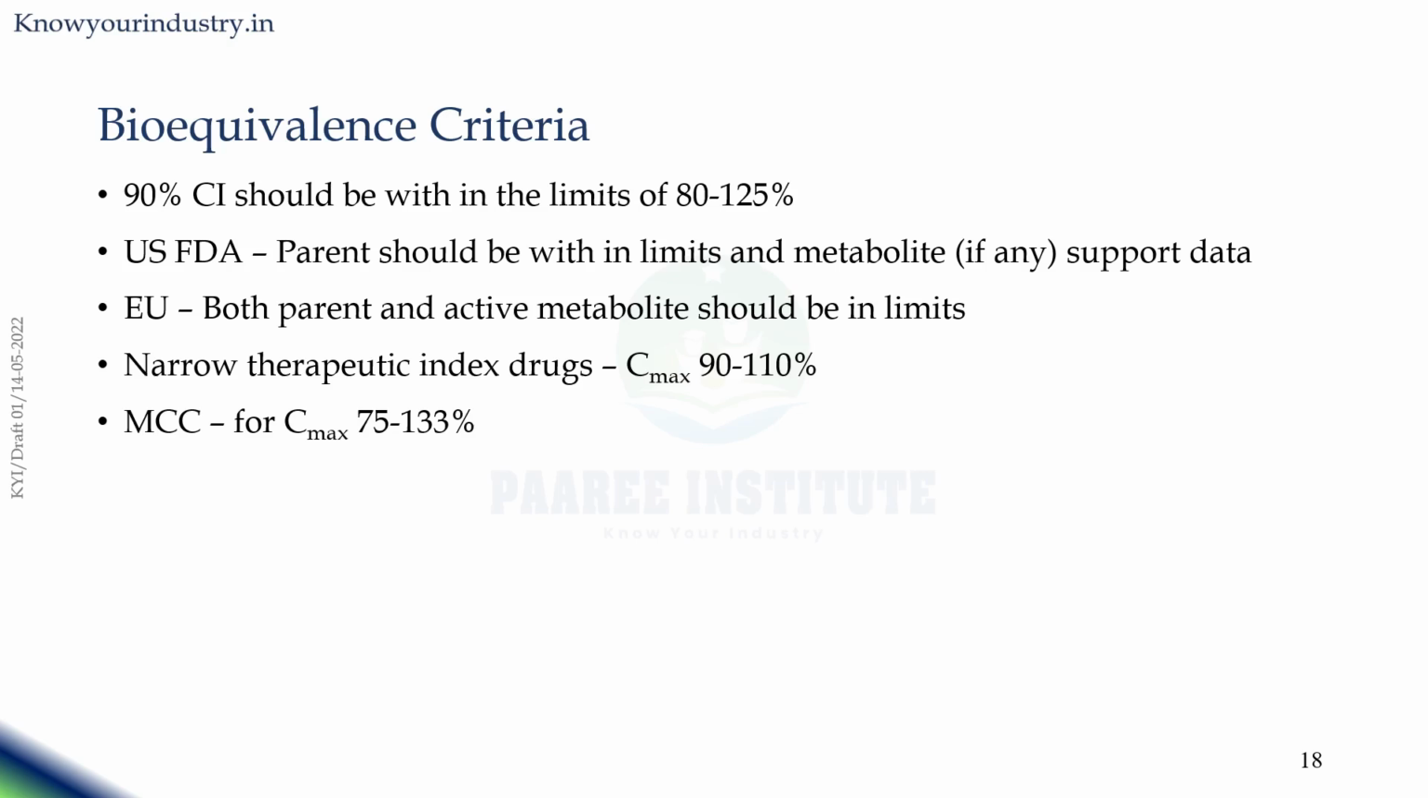For narrow therapeutic index drugs, the bioequivalence criteria are narrowed down. Cmax is narrowed down to 90 to 110%. For some drugs, Cmax and AUC are both narrowed down. In some countries like South Africa, the Cmax criterion for bioequivalence conclusion is 75 to 133%. And in case of a highly variable drug, based on the variability, you can extend the acceptance criteria beyond 80 to 125 based on statistical justification.